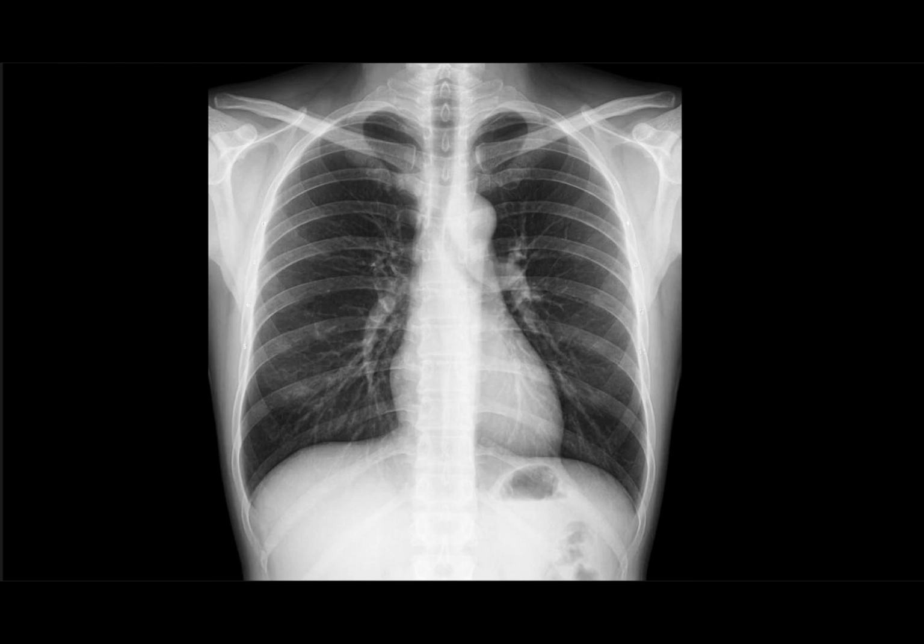Now check with me. Look at the scapula on this side. Look at it. It is outside the ribs. Look at the one on this side. It's also outside the ribs. So this is a PA view.